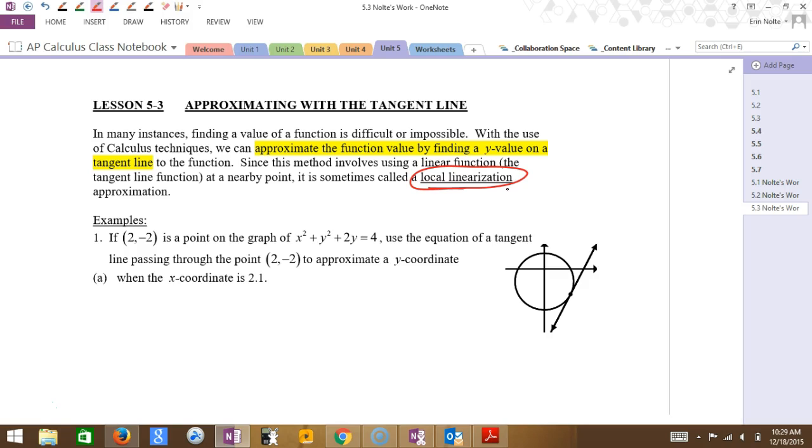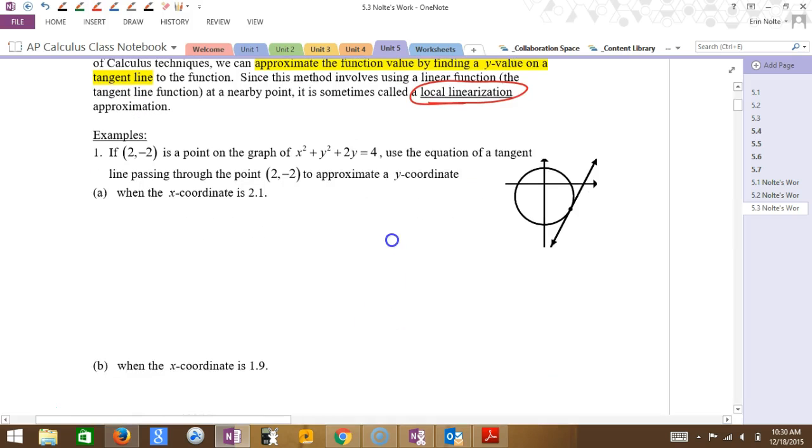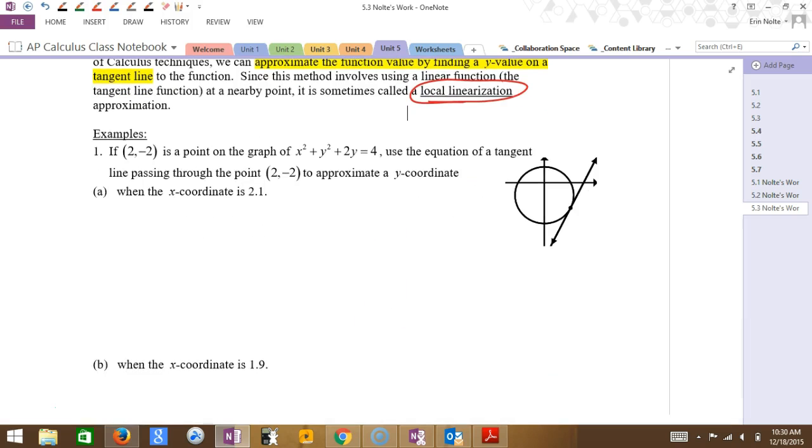In order to do that, we're going to start by coming up with the equation of the tangent line. So how do I come up with the equation of the tangent line? You derive it. Remember, the derivative is going to give us what, by the way? The slope. So we're going to find the slope at the point (2, -2). I'm going to start with this equation and derive it. We're going to have to use implicit differentiation here.